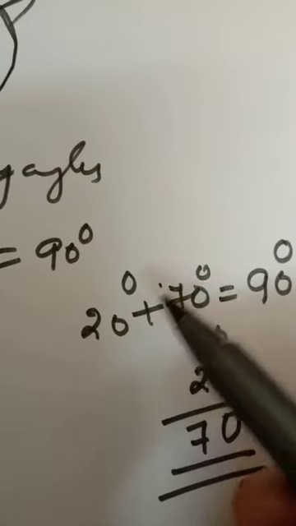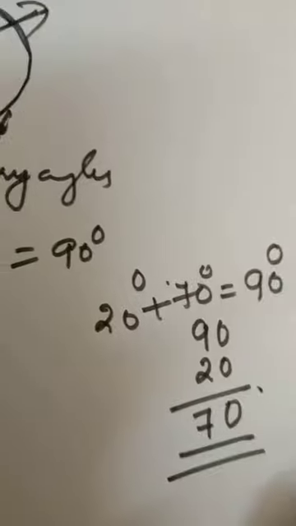You want the complementary angle of an angle, you have to subtract from 90 degree.